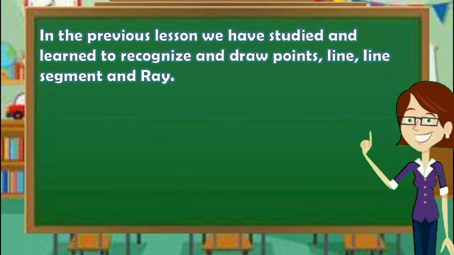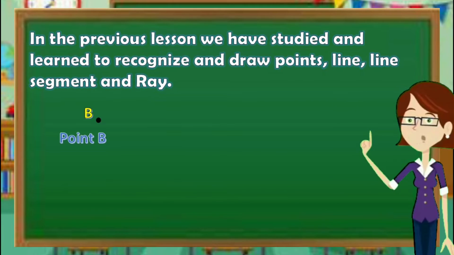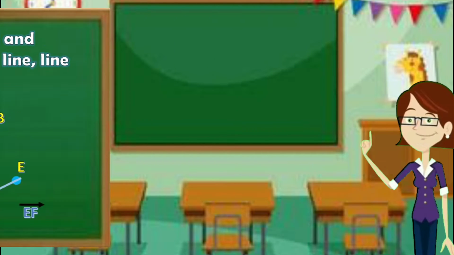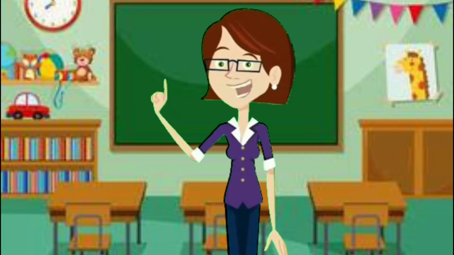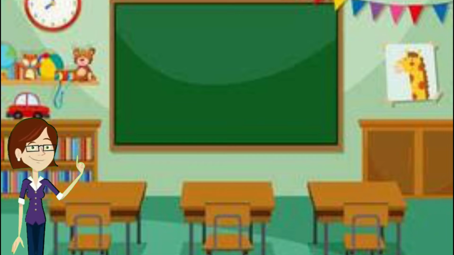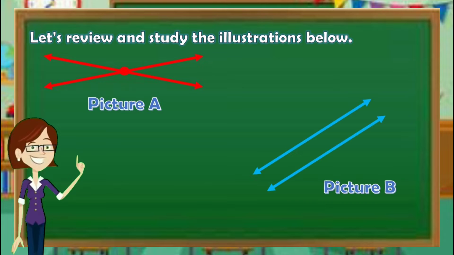In the previous lesson, we have studied and learned to recognize and draw points, line segment, and ray. Are you ready for our new lesson? Let's go and find out. To help us understand our lesson, let's review and study the illustrations below. What do you notice about the illustration shows? Great! It shows line pairs with different characteristics that we will discuss and learn about.